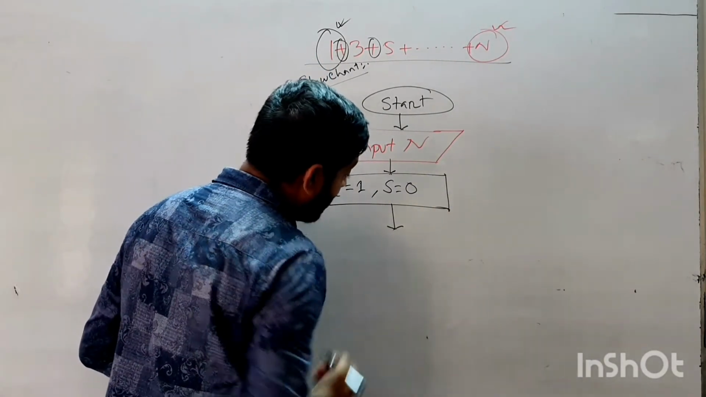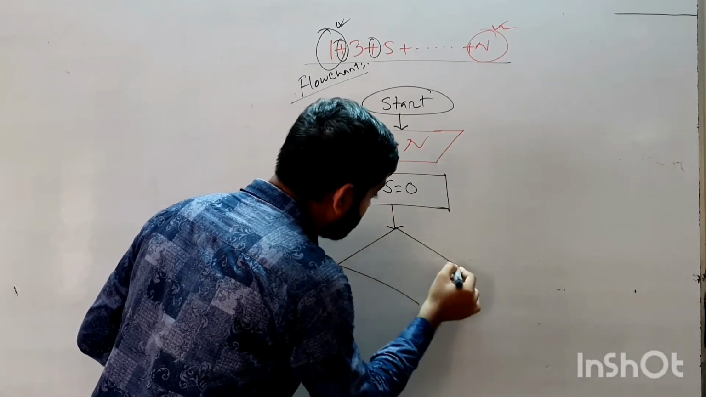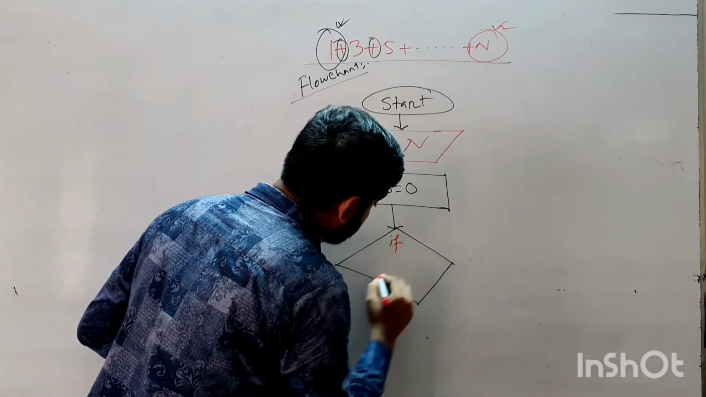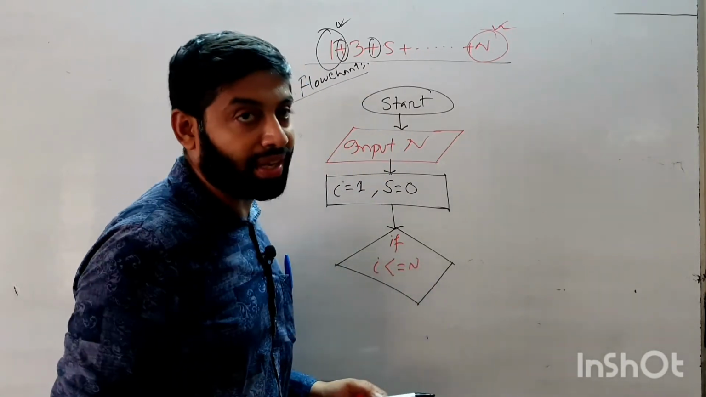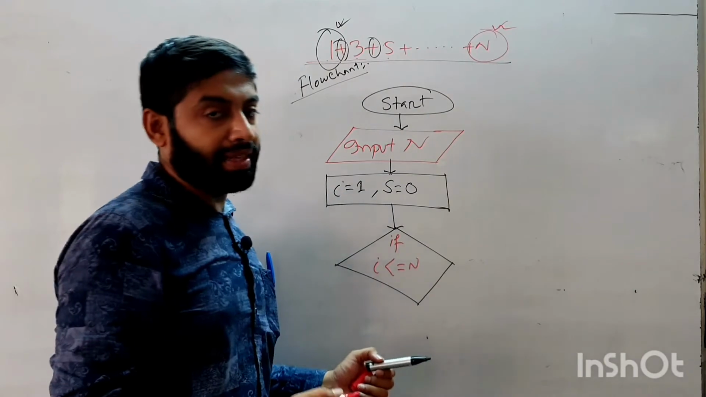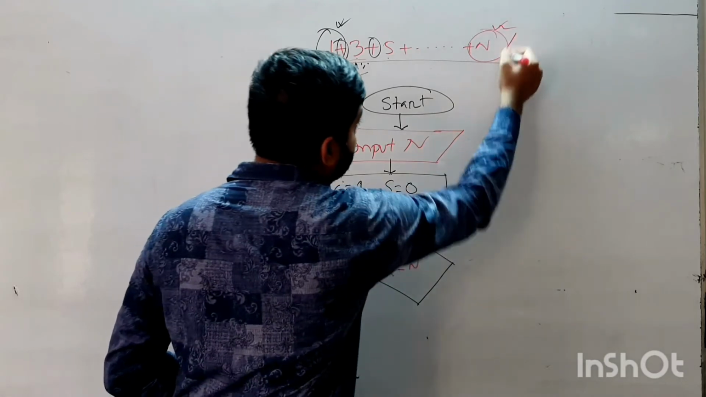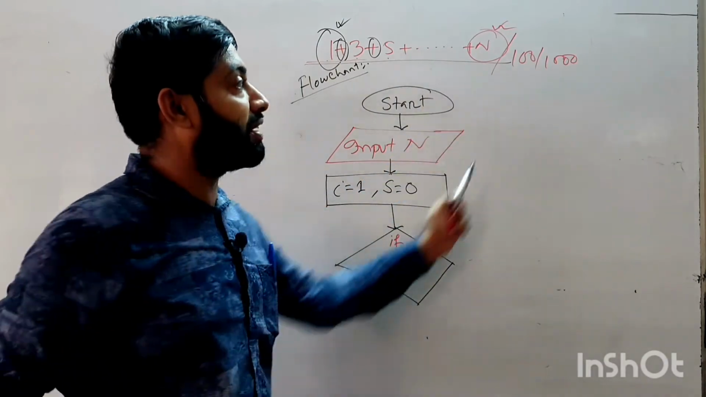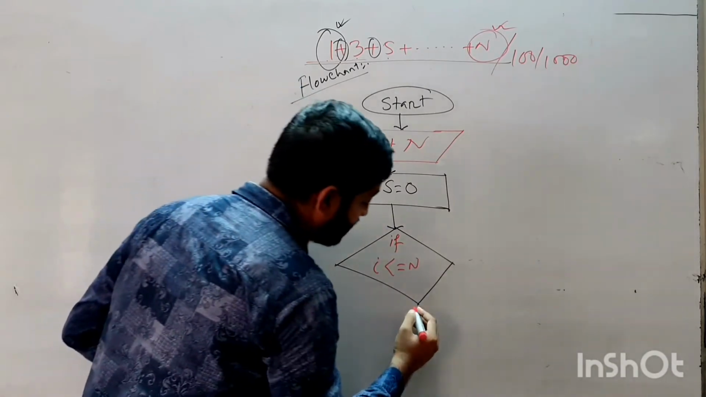After that I have to use the decision sign, the diamond shape. I have to mention here the condition: if i less than or equals to n. Why i less than or equals to n? Please look at this series 1, 3, 5 up to n. That means n will be the greatest value among these values. So if you calculate up to 100 or 1000, each value has to be smaller than or equal to 100.